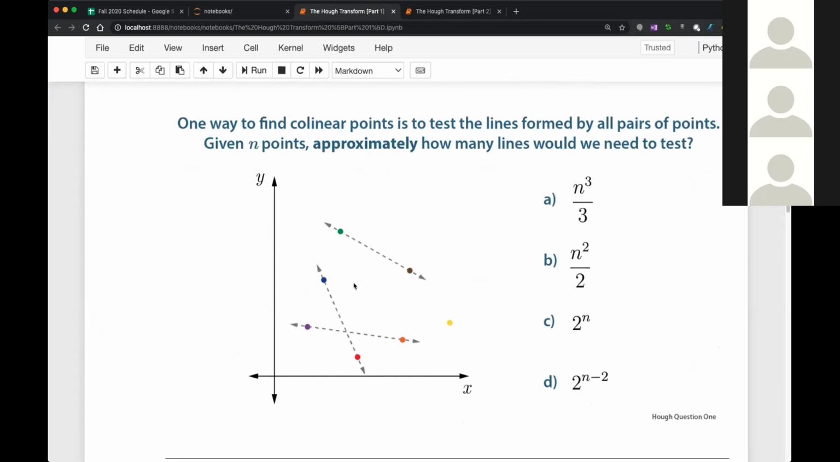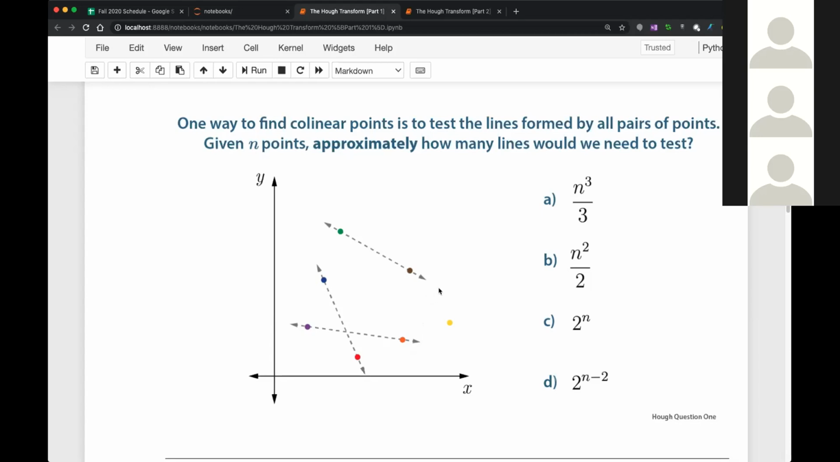And we're now arriving on our first poll for the day. What I want you to think about is, given n points, so let's say we have a number of points called n, here it's 7, but it could be anything, approximately, not exactly, how many lines would we need to test if we were going to test all possible lines? Here's one line we'd have to test, here's another one. There'd be another one from here to here, of course, and one from here to here.